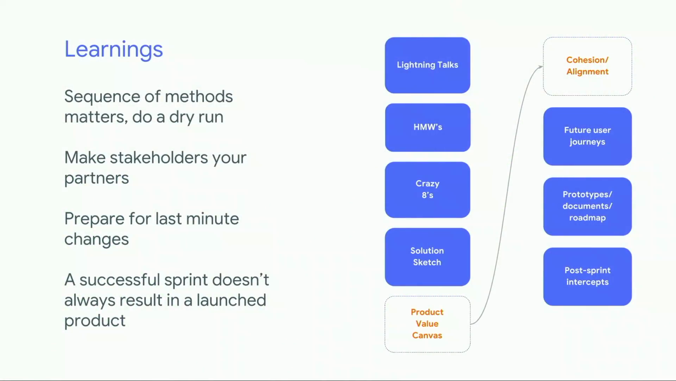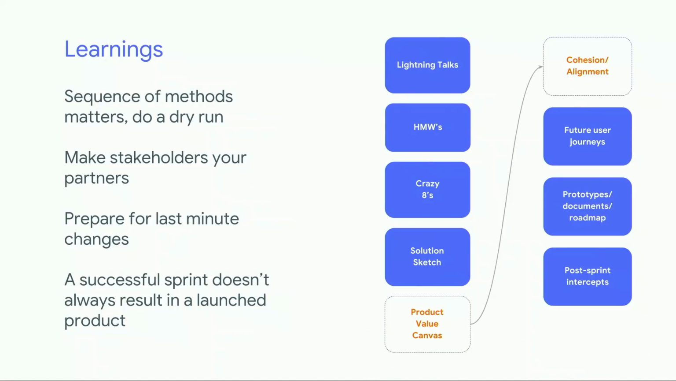All right, so what did I learn by running the sprint? First, the sequence of methods that you use in a sprint really matters. If I hadn't taken the time to think about the sprint challenge and add a product strategy piece, we wouldn't have been successful. So think about the sequence of methods, do a dry run, and try to see if one method feeds into the other. Does the output of one method feed into the input of the other? If there's a gap, then address it.